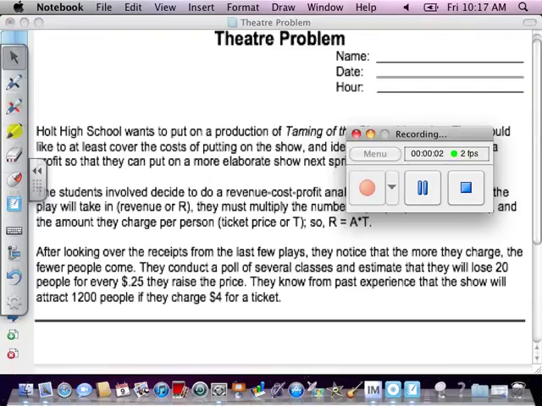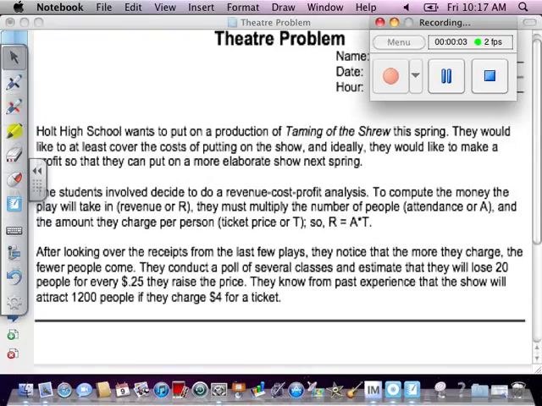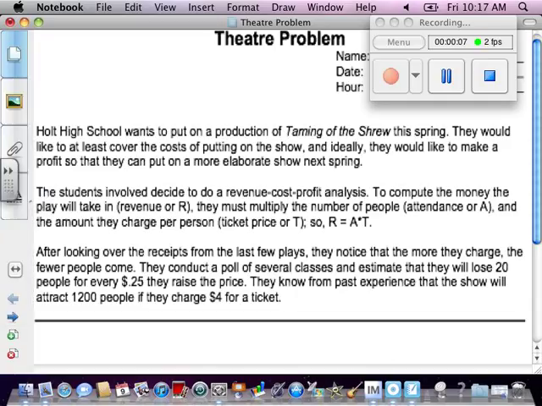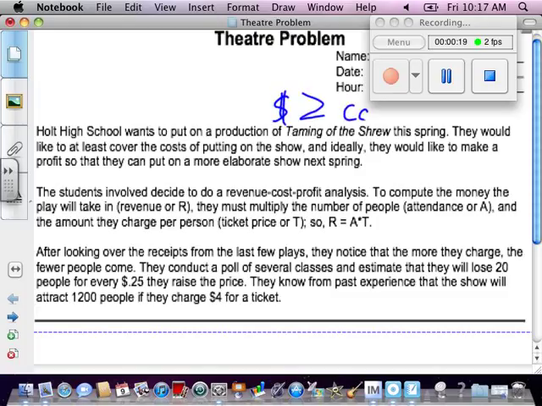All right, so ladies and gentlemen, I read the problem to you. Let's go through and answer some of these questions. If we're looking at this, we want to make a profit or at least break even. So the money that we have, we want to be greater than or equal to the cost to put on the play. That's pretty much what the first paragraph is telling me.